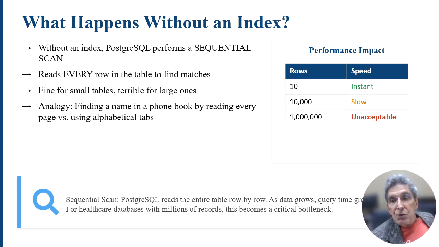So the analogy I want you to remember is the phone book. If you need to find someone named Johnson in a phone book, you do not start on page 1 and read every single name. You flip to the J section because the phone book is already organized alphabetically. Well, that alphabetical organization is essentially what an index does for a database. Without it, you're reading every page.